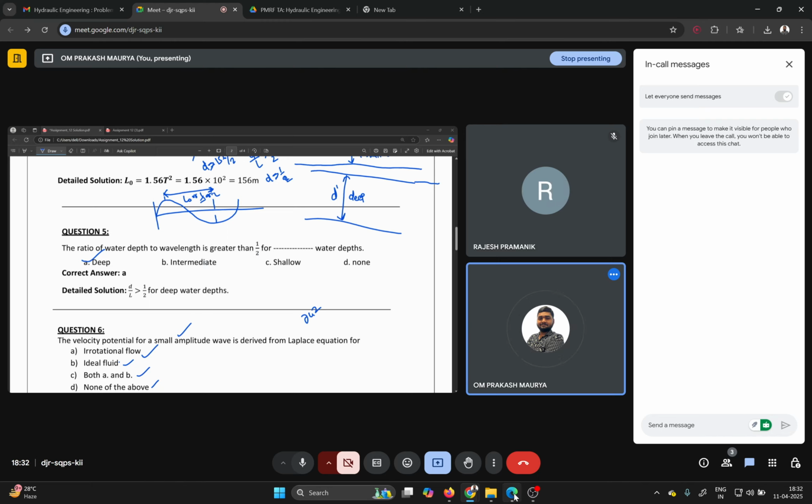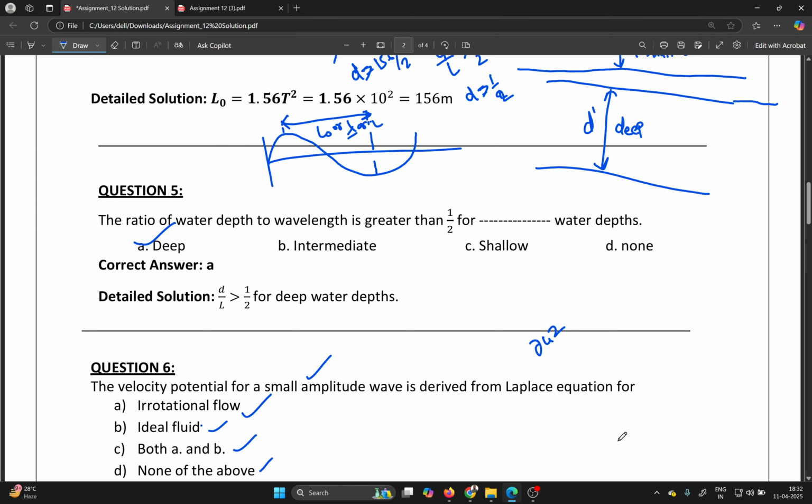Okay, so the question is this: the velocity potential for a small amplitude wave is derived from Laplace equation for irrotational flow, ideal fluid, both A and B, and none of the above. So you have to understand what is the definition of a small amplitude?